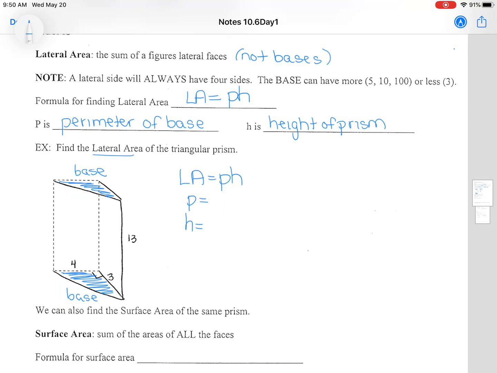So for perimeter of the base, basically you're adding up all the sides. Well, the issue we have is we only have 2 out of the 3 sides, but it is a right triangle, so I'm going to take that base out of it again, and I'm going to redraw it, so I have 3 and 4.